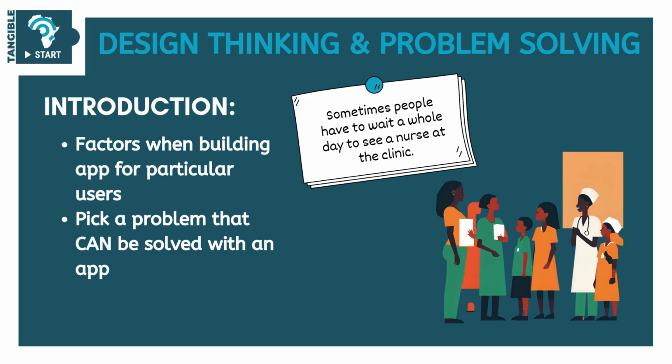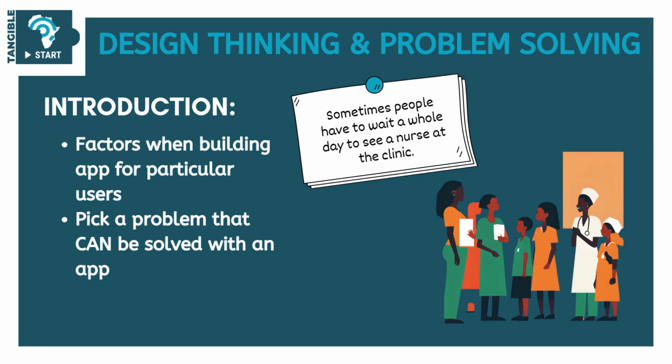So to start off, you can get them to think about the previous lesson where they really had to get into the mindset of their users. Then they can use that to think about what factors are important when building an app, when you have a particular user in mind. Again, you can use the example of building an app for teenagers versus building an app for retirees.